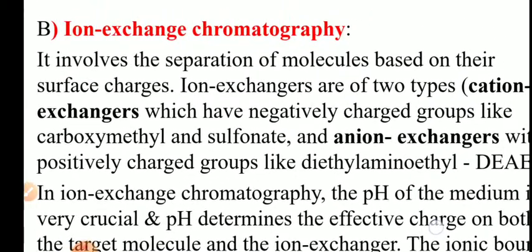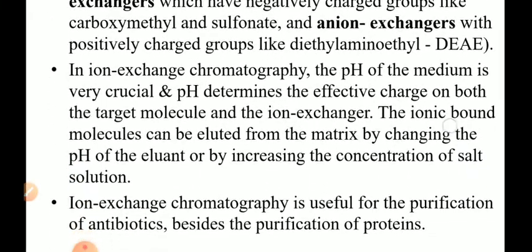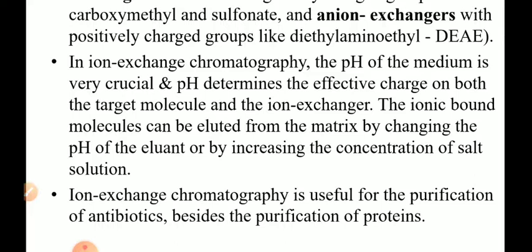The second is ion exchange chromatography. It involves separation based on surface charges. Ion exchange chromatography separates molecules on the basis of the charge they possess on their surface, or the molecule can be made to acquire charge by altering the pH. There are two kinds of ion exchangers, cation exchangers and anion exchangers. Cation exchangers have negatively charged functional groups, and anion exchangers have positively charged groups like DEAE. In ion exchange chromatography, the pH of the medium is very crucial, and pH determines the effective charge that is present on the target molecule as well as on the ion exchanger.